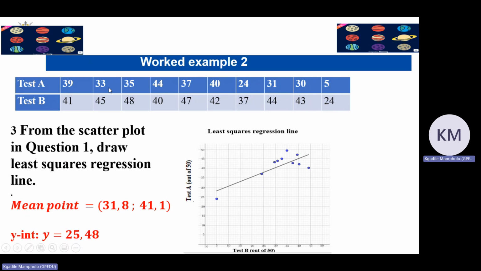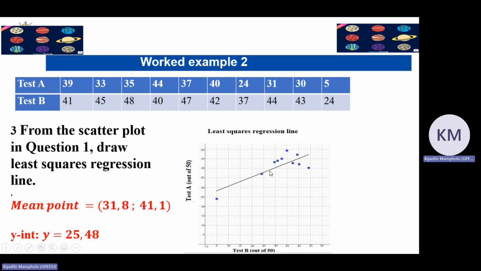So you need to find the mean point. For the mean point, you add all the inputs, get the total, then divide it by 10. And then you do the same with test B. You find the mean, or the average, of test B by adding all the scores and dividing by 10, because 10 learners did the test. Then you get the mean point, which is the X and the Y.